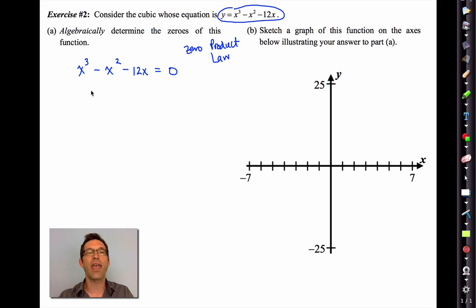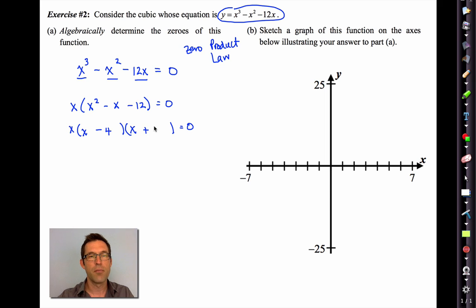But we can use the zero product law if we can factor this thing. And the great thing is that we can factor it. We can completely factor it. Notice that for each one of these, there is a common factor of x. So if I factor that out, then I have this equation. Now, I don't want to lose that x right there, but I can now factor that trinomial using a little guess and check, right? x minus 4, x plus 3. Now, before we go on, I really want you to step back and look at that. That is the factored form of that cubic.